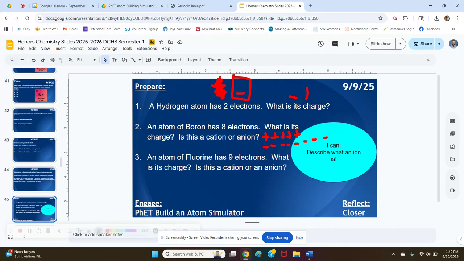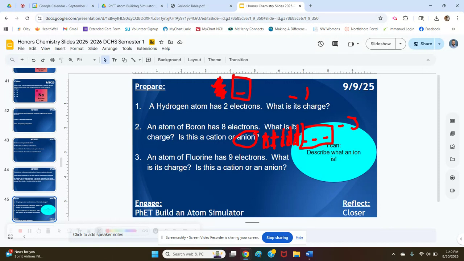Remember that the positive and the negative are going to cancel out. So these cancel, and what's left is going to be the charge. In this case, 3 negative charges, or a charge of -3. Because it's negative, it's going to be an anion.